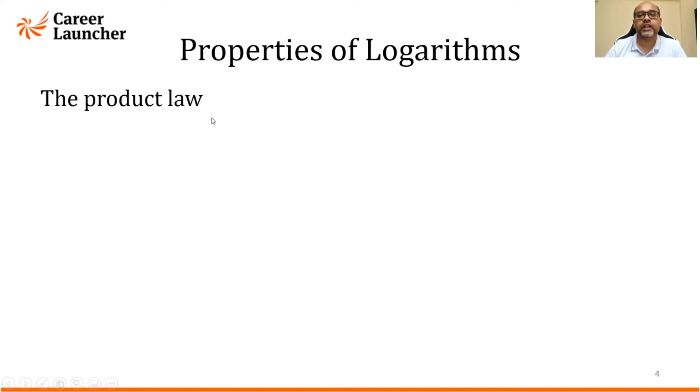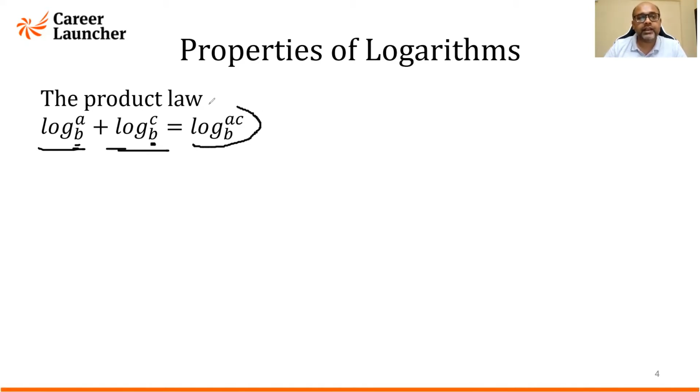The first one is called the product law or the product formula. And the formula goes somewhat like this. When you are adding two logarithms, log of a to the base b plus log of c to the base b, now please keep in mind the bases are same, then this can be combined into logarithm of a into c. So this a and c which we are adding will get multiplied and come inside the logarithm, but the base will remain the same. So the idea is all three bases will be same.